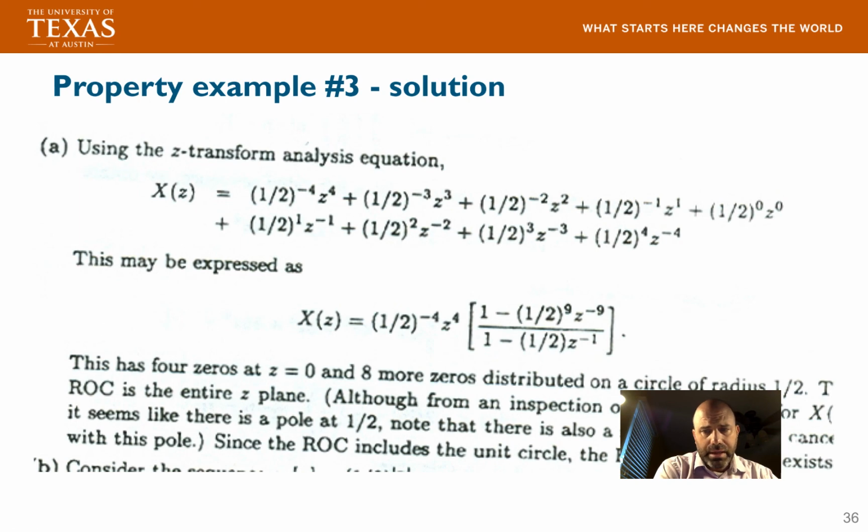So this is interesting because the region of convergence is the entire z-plane, and it has four zeros at 0 and eight zeros distributed on a circle of radius 1 half. So you don't necessarily see all the poles and zeros directly when you look at this equation. You have to write it in terms of a ratio of two polynomials. So this is a classic example to show the zeros of a finite length signal. And then you also get that the Fourier transform exists here.